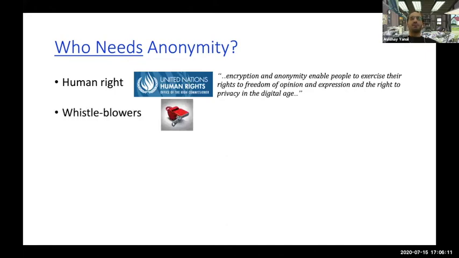Second, we wish whistleblowers could remain anonymous in order to effectively fight corruption. Third, it's obvious that payment systems like Monero and Zcash, which are anonymous at the application level, also require anonymous communication at the network level to be robust against traffic analysis.